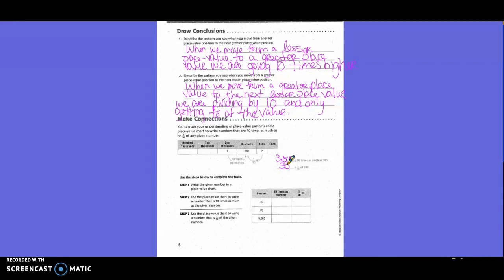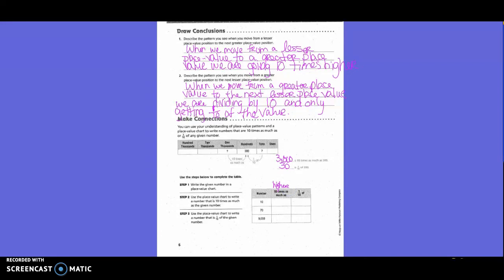So use the steps below to complete the table. Write the given number in the place value chart. So they give us number 10, all right? So 10 times as much as 10. So am I going higher or lower? Higher, right? So right here, just write higher. You want a higher number.